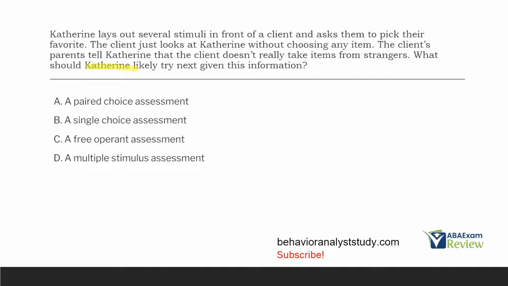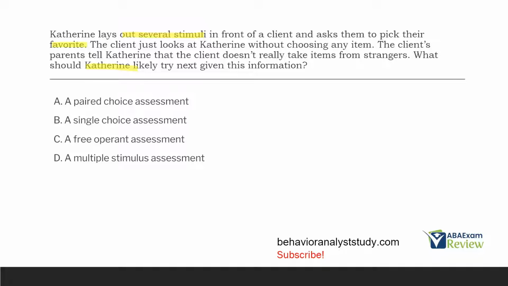To me, it looks like some sort of preference assessment, right? I'm laying out several stimuli and I ask to pick their favorite. When we talk about several stimuli, it typically means 3 or more. And when we have 3 or more stimuli in a preference assessment, you are looking at a multiple stimulus preference assessment, right? Remember, 1 stimulus at a time is a single choice, 2 at a time is a paired choice, 3 or more is going to be multiple stimulus.